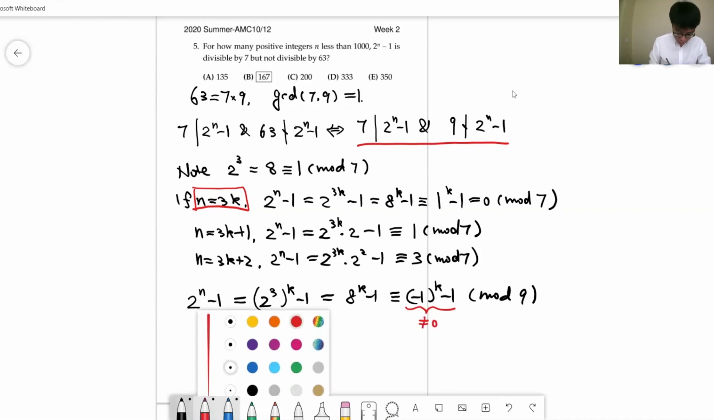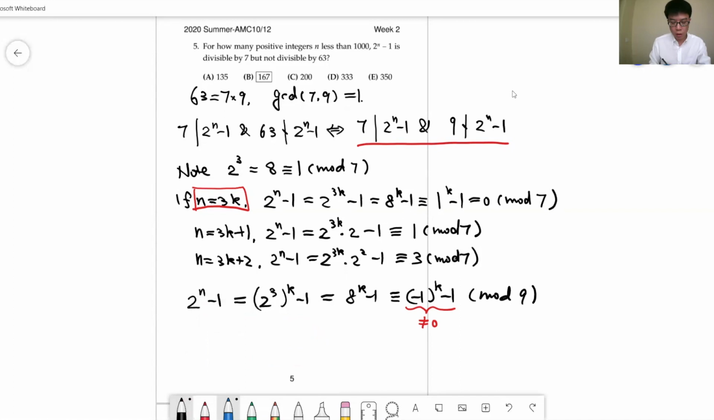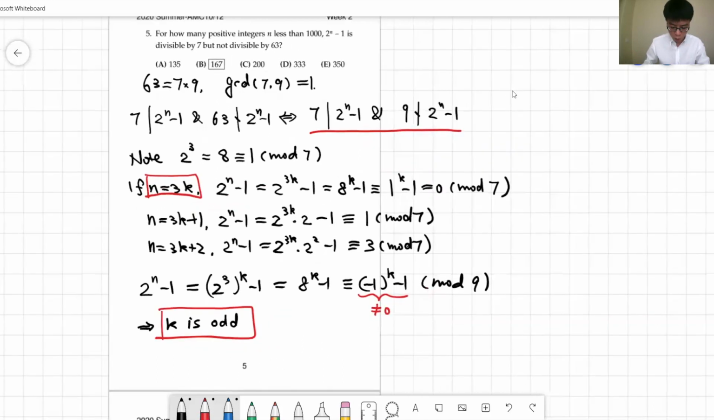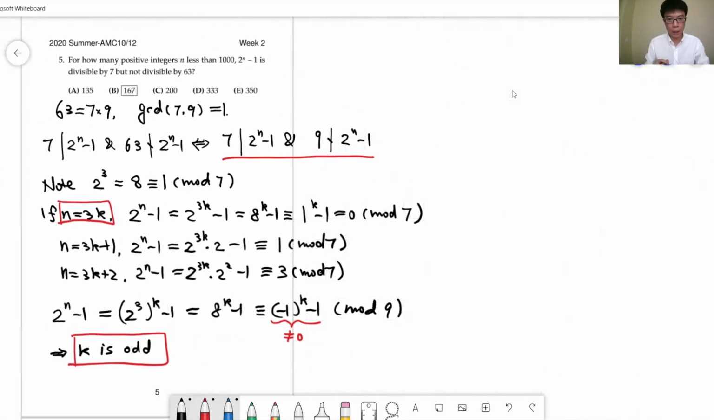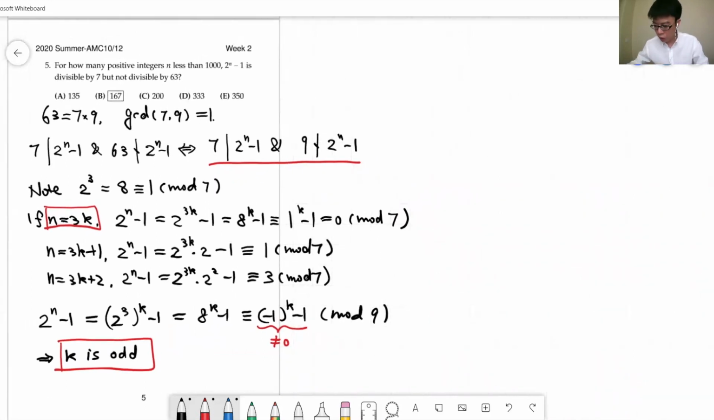And this happens only when k is an odd number. So k has to be an odd number. If k is even, the remainder is 0. It's divisible by 9. So here the requirement for n is n equals 3k and k is an odd number. Let's count how many such n there are.